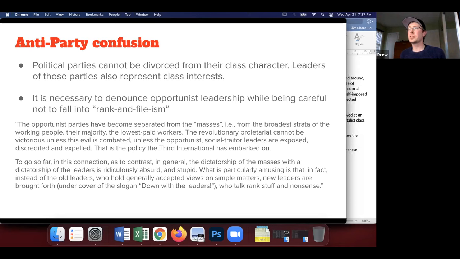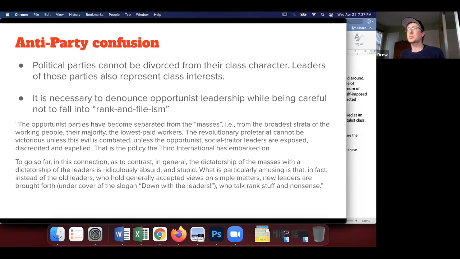But to go so far in this connection as to contrast in general the dictatorship of the masses with the dictatorship of the leaders is ridiculously absurd and stupid. What is particularly amusing is that, in fact, instead of the old leaders who hold generally accepted views on simple matters, new leaders are brought forth under the cover of the slogan, down with the leaders, who talk rank nonsense.